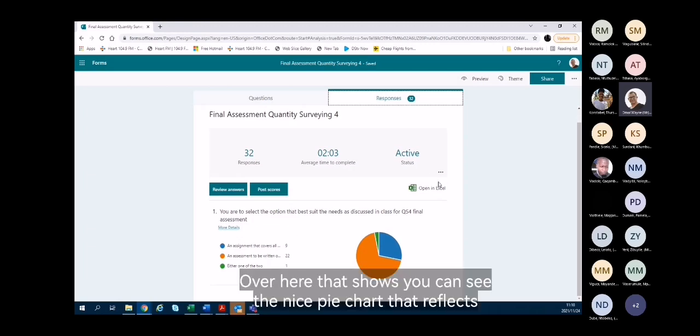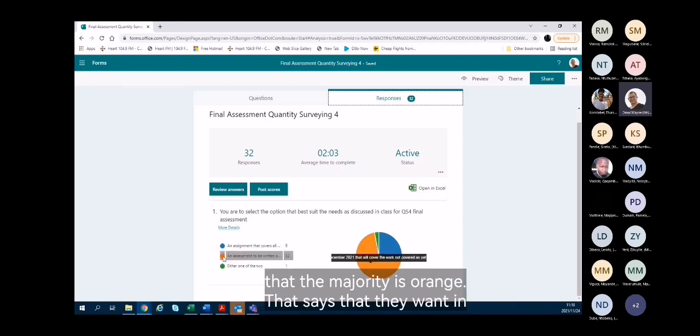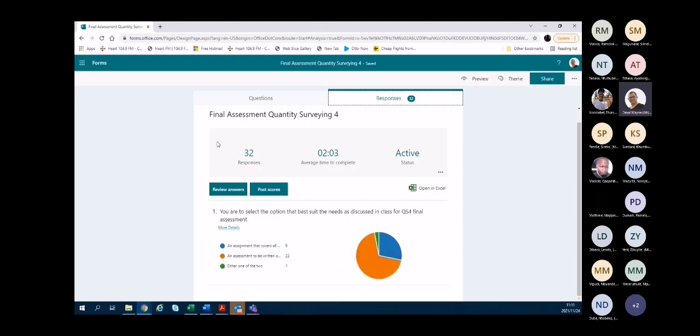Over here you can see a nice pie chart that reflects that the majority is the orange. That says that they want an assessment on December the 3rd that will cover the work not covered as yet. Okay.